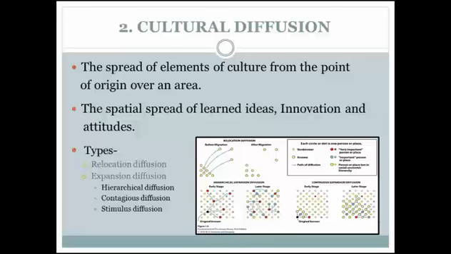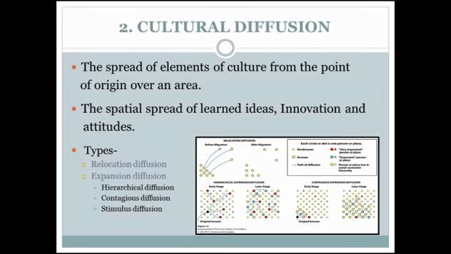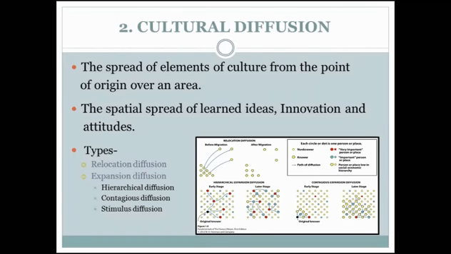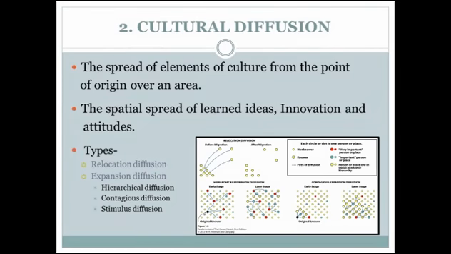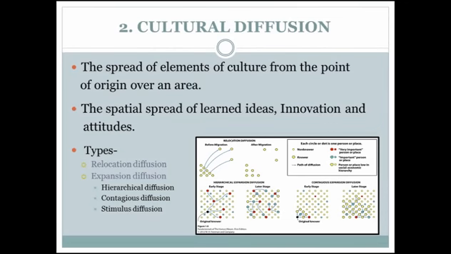Second theme, cultural diffusion. Culture is the product of almost countless innovations that spread from their point of origin. Some innovations occur only once, and geographers can sometimes trace a cultural element back to a single place of origin. The ideas, the innovation, the material and non-material part of the culture spreads out. So cultural diffusion means the spread of elements of culture from the point of origin over an area.